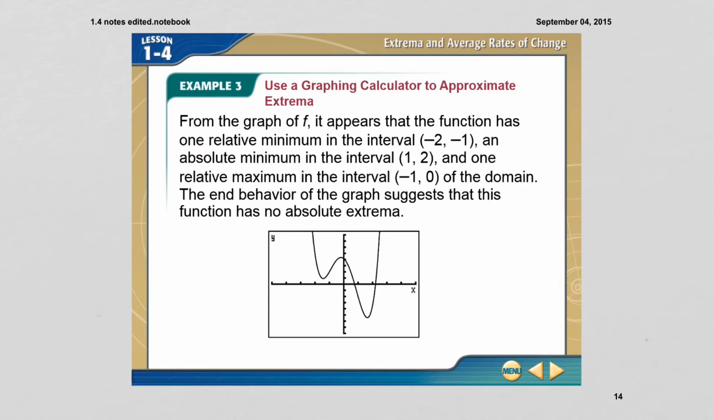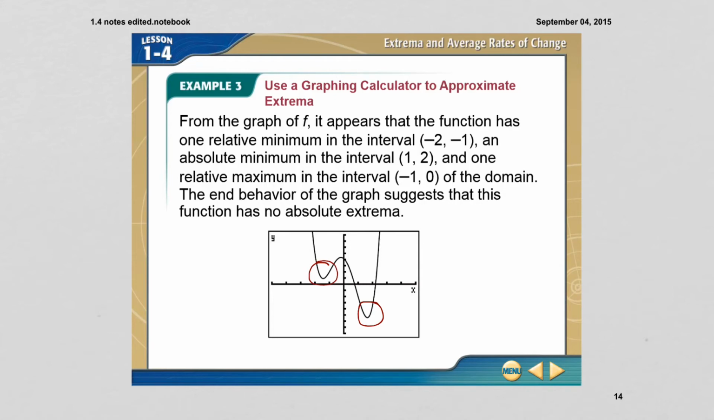From the graph of f, it appears that the function has one relative minimum in the interval from -2 to -1 and an absolute minimum in the interval from 1 to 2. Here's our relative minimum and here's our absolute minimum.